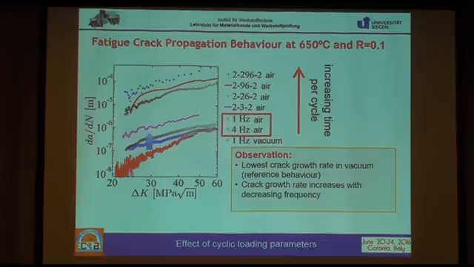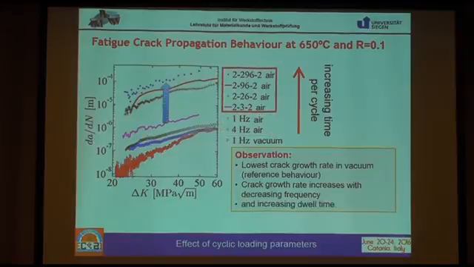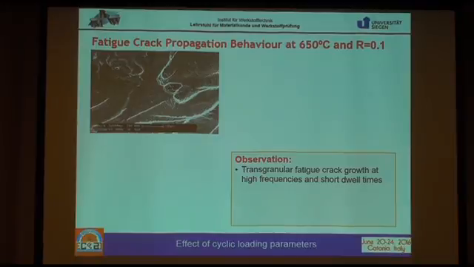And if we now go into air, and if we decrease the frequency, you see the crack propagation rate increases. And if we do dwell time tests, you see with increasing dwell time, again, the crack propagation is strongly increasing. So the crack propagation area is also affected very strongly by the parameters.